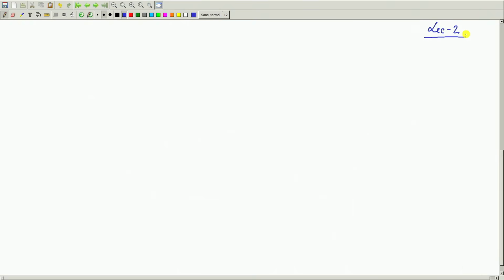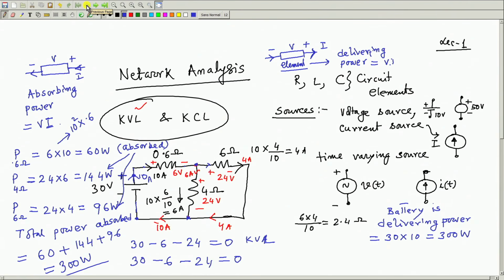Continue our discussion on KVL, KCL and power balance taken from the last lecture. So, we considered this simple circuit. With respect to this simple circuit only, I will build up the thing, so that you understand.